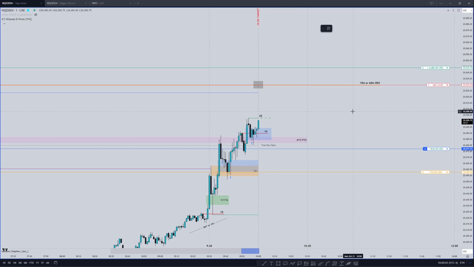So here comes 10 a.m. Nice expansion up. If we displace through that swing high that I've marked with the green line, then I'll probably move stop to this 952 swing low. But I want to see a healthy candle closing outside of this gap.